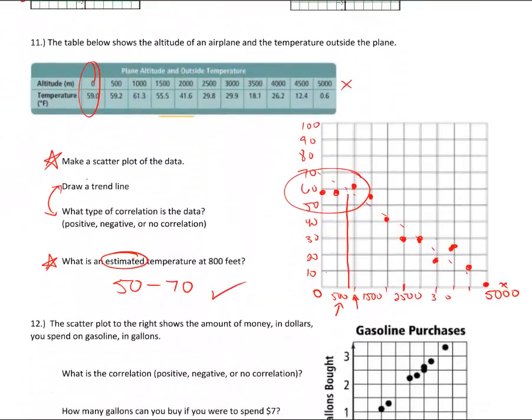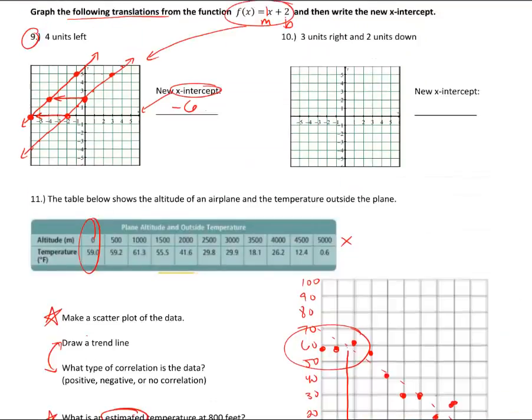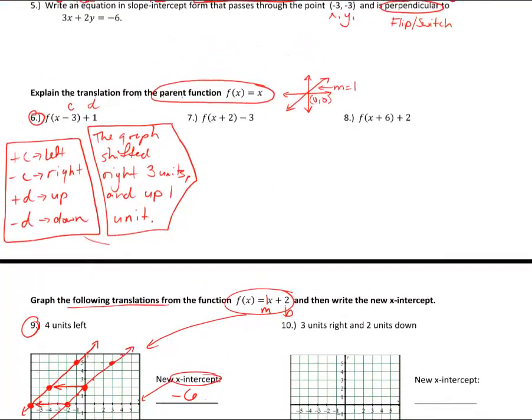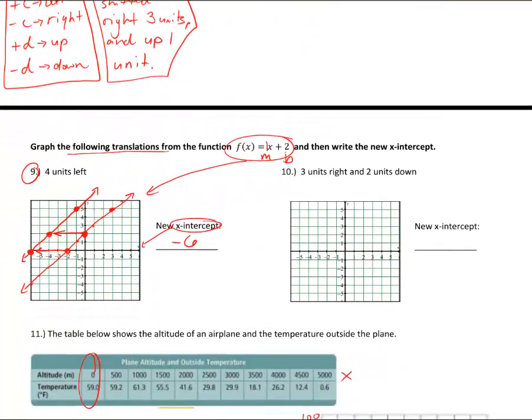Good luck guys. So please finish this, turn it in, and study this right here. You need to know this. This is very, very important. The C and the D values. Know what those do to your equation. I want you to get 100. I need you to succeed, so please do your best.